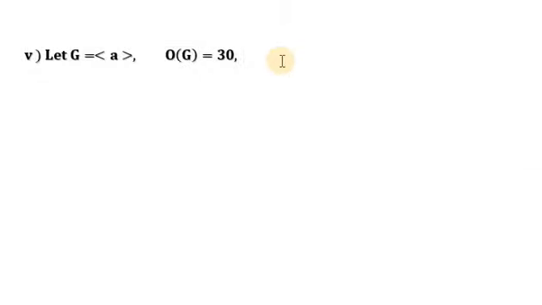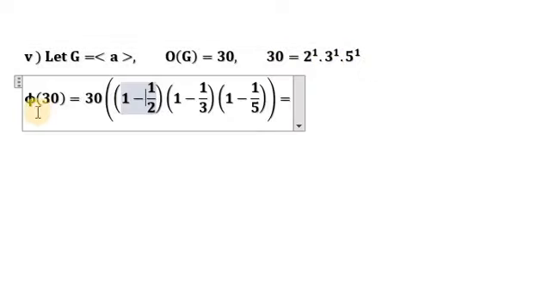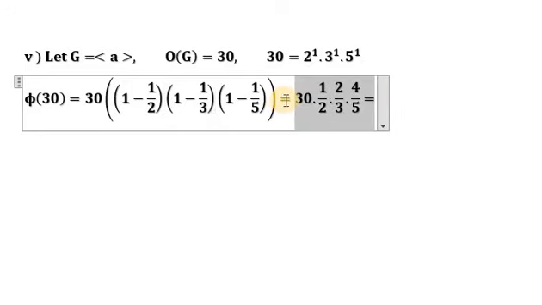Next problem. Find out the generators of the group of order 30. Let us consider the group G generated by a and the order of G is 30. The prime factors of 30 are 2, 3, 5. Now by the definition, phi of 30 is equal to 30 into 1 minus 1/2 into 1 minus 1 by 3 into 1 minus 1 by 5. There are 3 factors, so P1, P2, P3 respectively we have taken like this. Now by simplifying this, we get 8 as a result. So even this group has 8 generators.